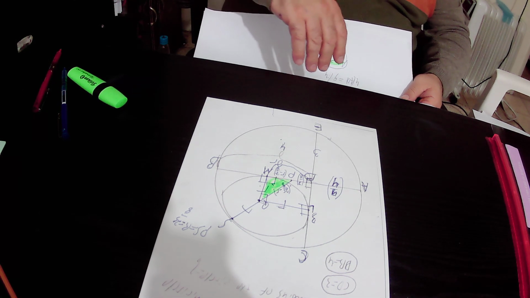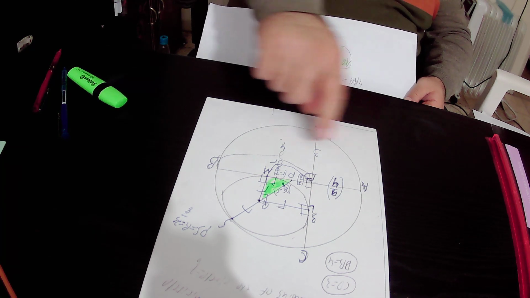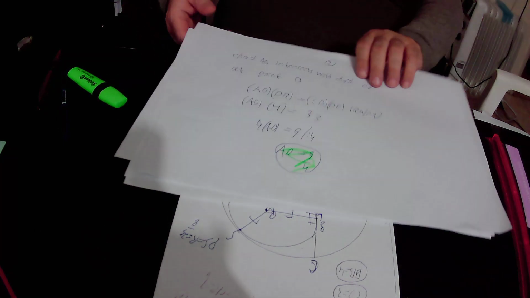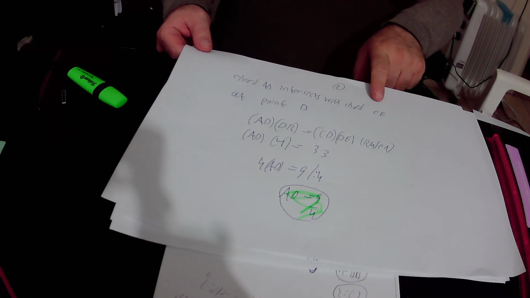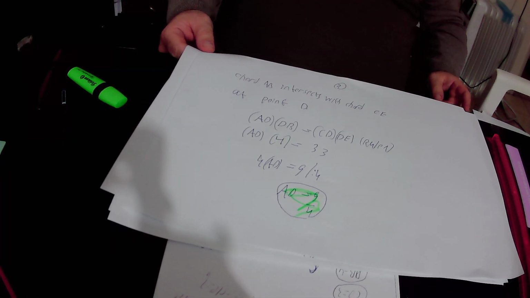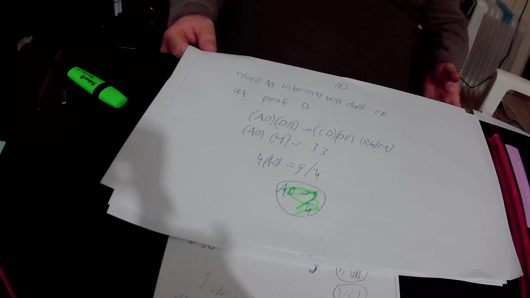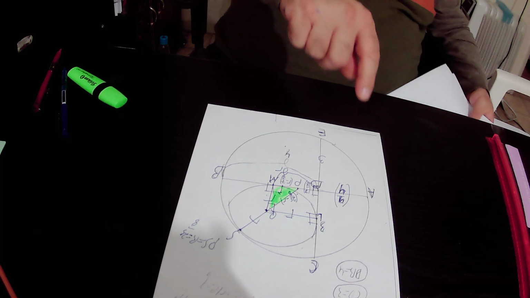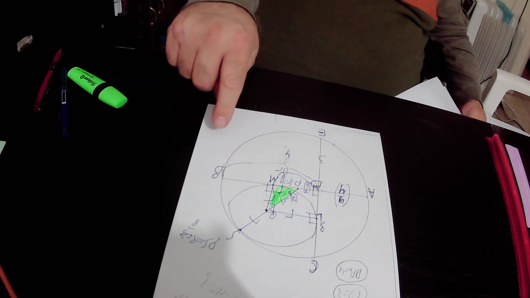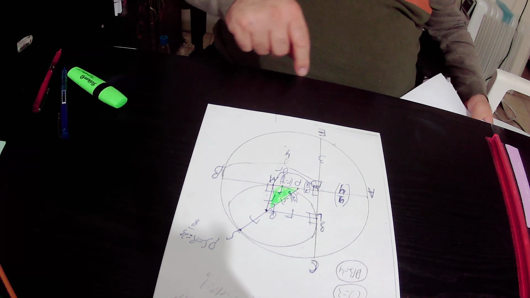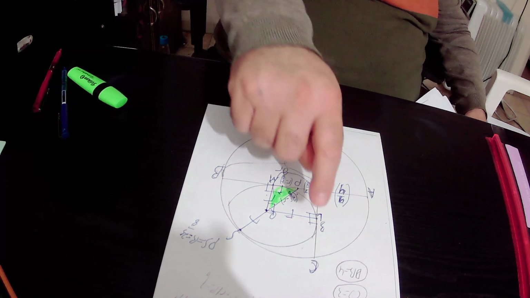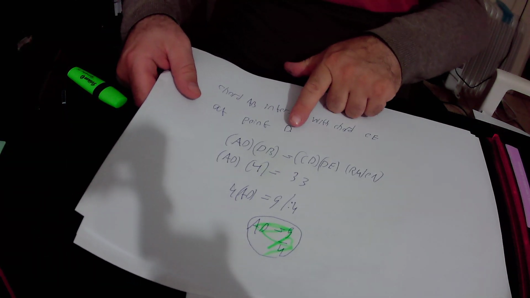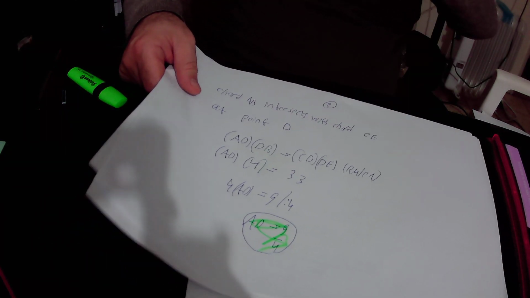And according to our drawing, chord AB intersects with chord CE at point D. That is to say, according to rule number 1, we get that AD times DB equals CD times DE. Again, AD times DB equals CD times DE according to rule number 1.